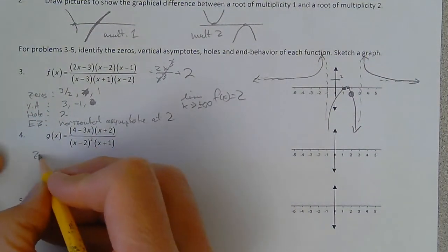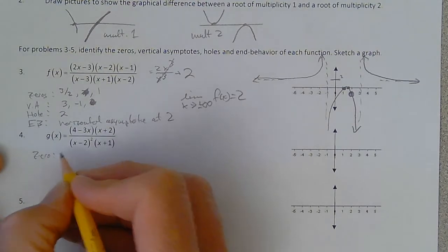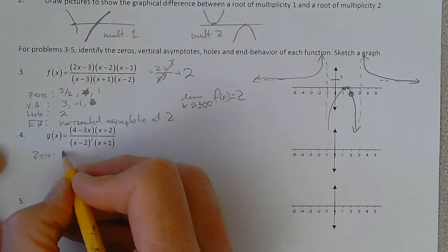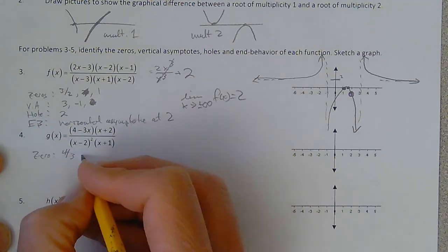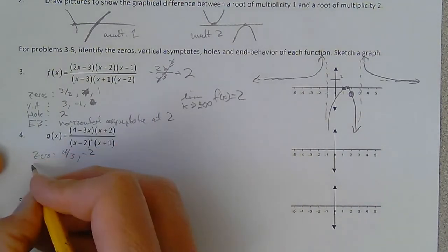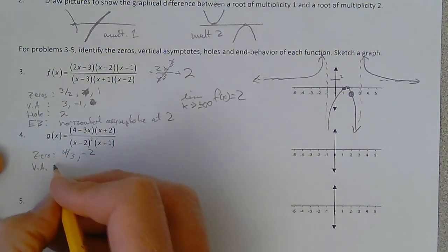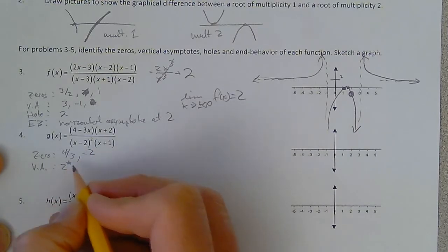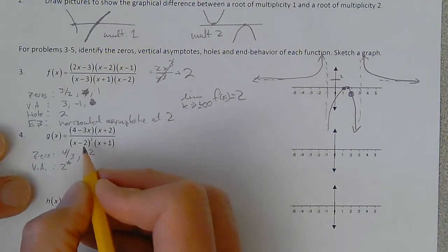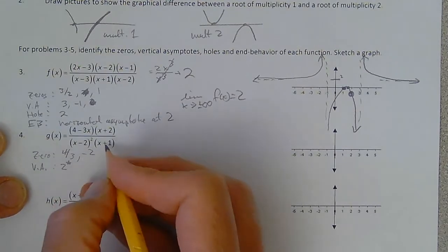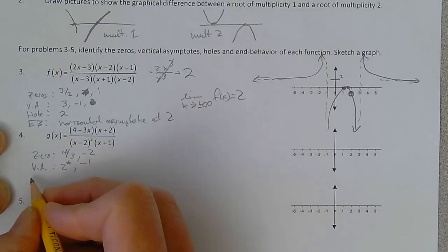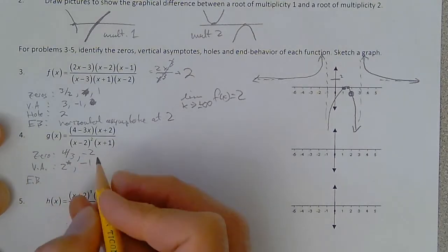All right, my zeros here are going to be at x equals 4/3 and at -2. My vertical asymptotes are going to be at +2, and I'm going to indicate that there was a multiple root there, so that's going to change the shape of the graph. And at -1, there are no holes because the same number didn't show up in those lists.